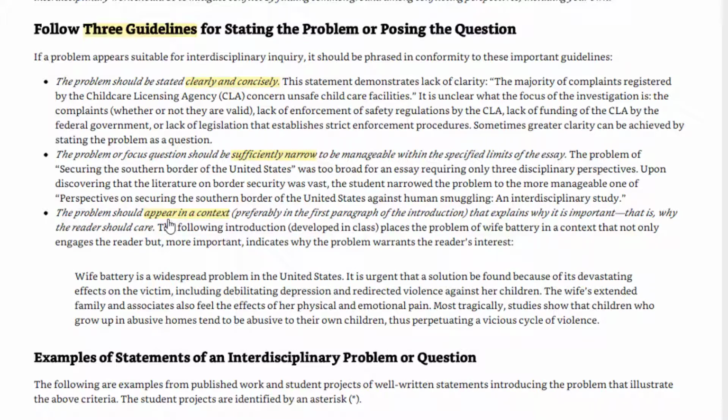And the third thing is the problem should appear in a context that explains why it's important. Typically, what that really means is put this at the beginning of your paper. When you write your essays, a lot of times, most of the time, you are saving the punchline for the end. You are saving your main point for the very end or somewhere near the end, for that critical point in your paper when everybody goes, oh, wow.